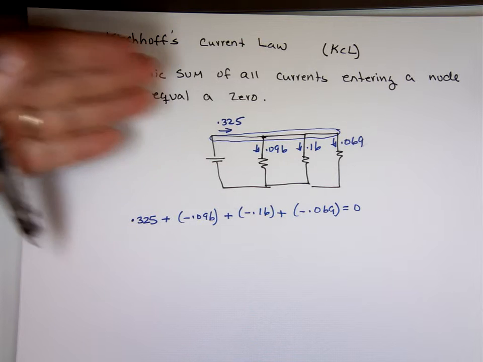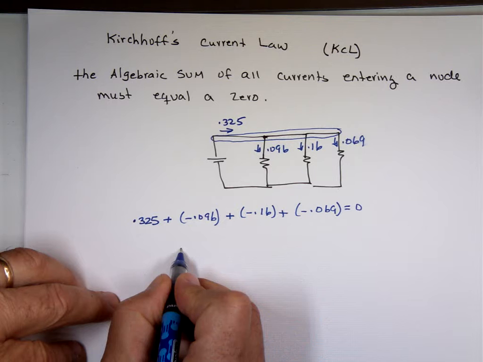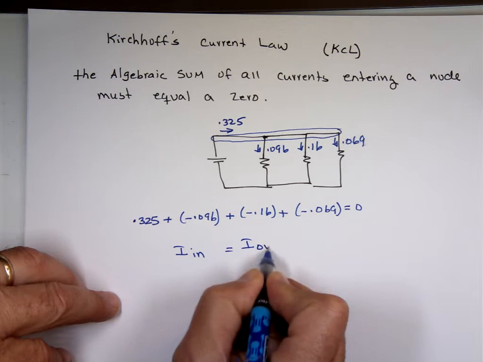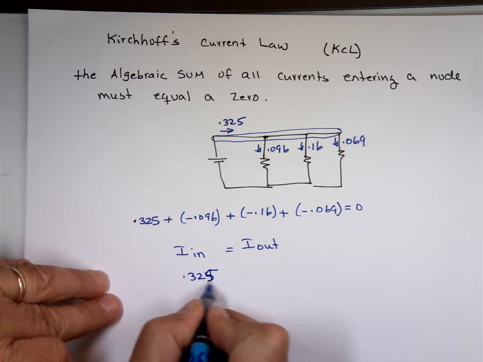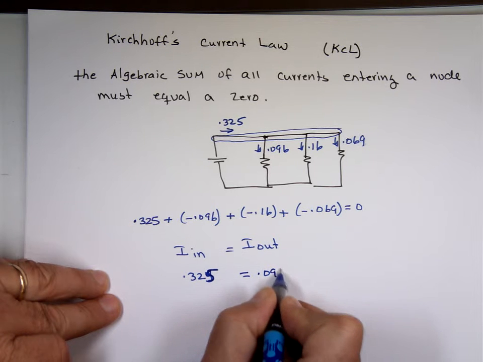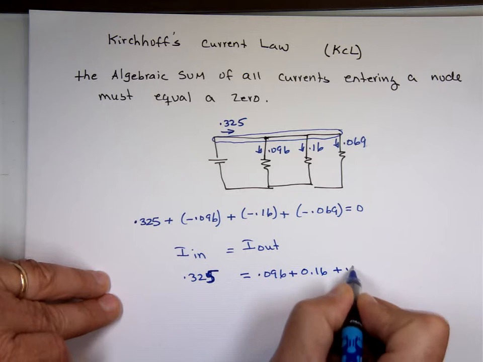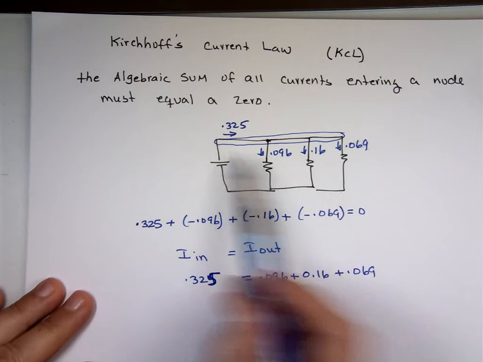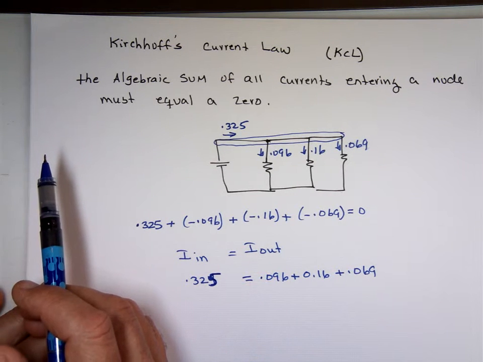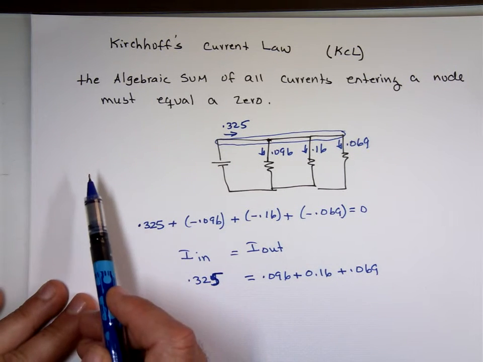Usually the way I rewrite that, instead of the algebraic sum of all the currents entering the node equals zero, I say the current I in equals I out. The current going into that node should equal the current leaving that node. What's going into that node? 0.325. What's leaving that node? 0.096 plus 0.16 plus 0.069. So that's one of the laws called Kirchhoff current law, the algebraic sum of all the currents. In this case, if you know three of them, you can find the fourth one. So if I know this, this, and that, I can find what this one is by adding these values.